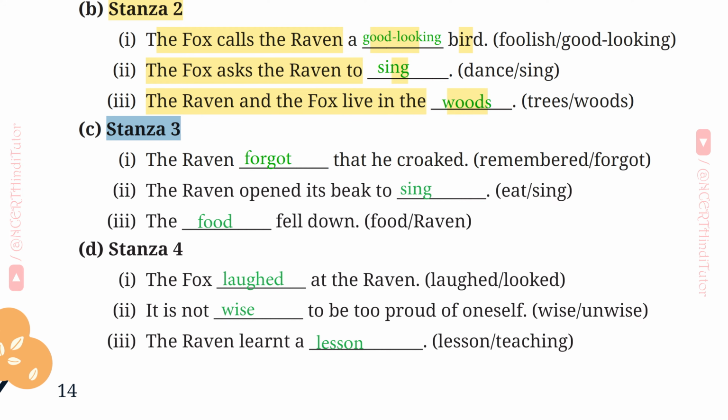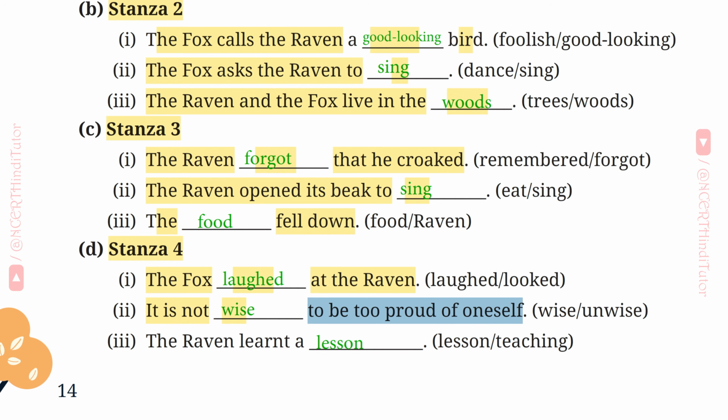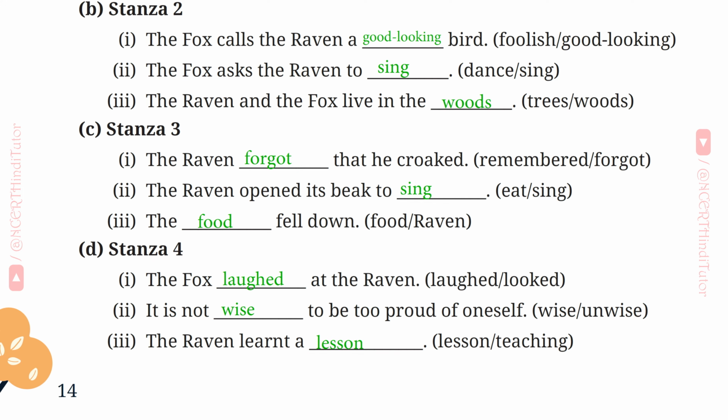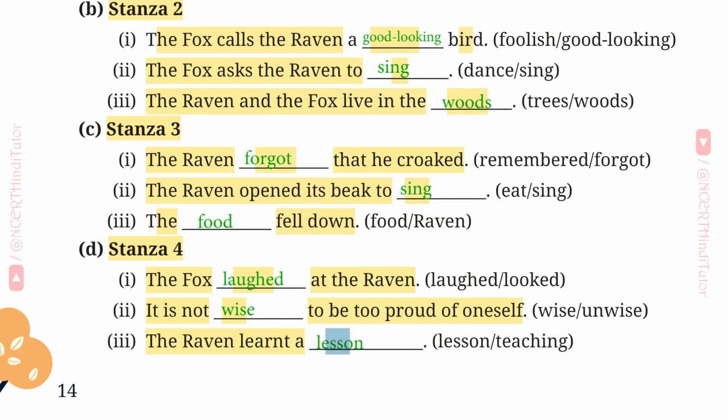C. Stanza 3. First, the raven forgot that he croaked. Second, the raven opened its beak to sing. Third, the food fell down. D. Stanza 4. First, the fox laughed at the raven. Second, it is not wise to be too proud of oneself. Third, the raven learnt a lesson.